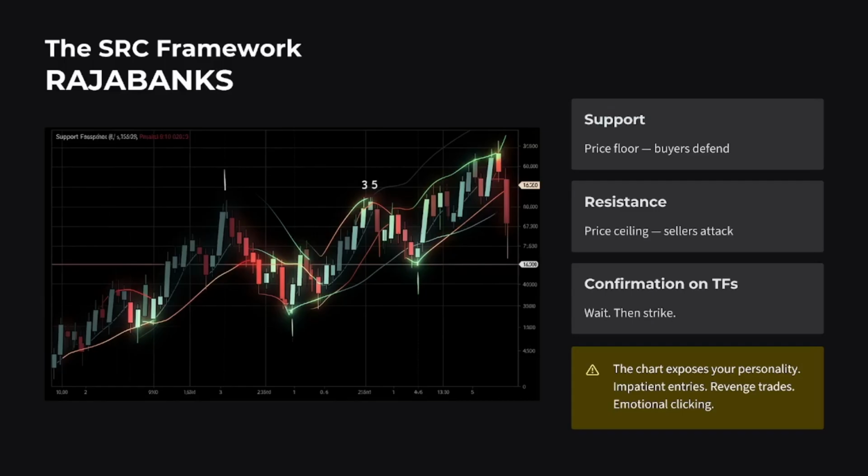Now, the basic framework of the RAJABANKS SRC strategy is support, resistance, and time frames, right? This is as simple as it gets. Please do not jump into ICT or SMC and all of that, because even though it might work, it's going to take a lot more time to understand the strategy itself.